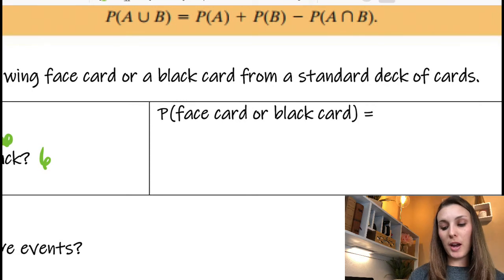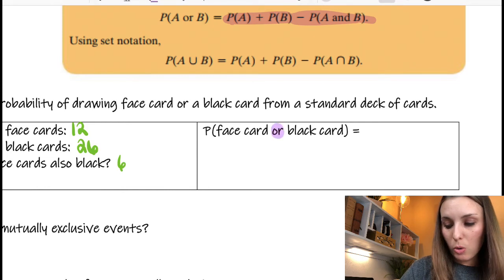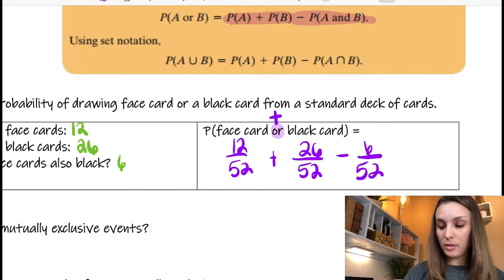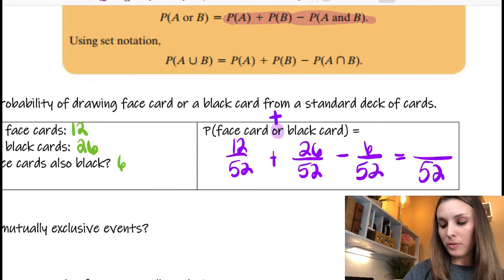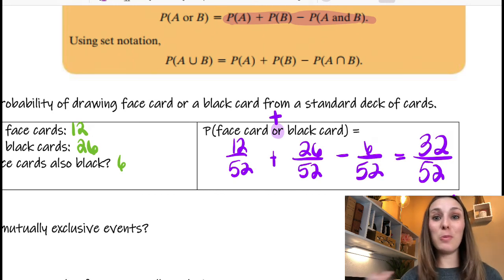So the probability of finding a face card or a black card, you do know that or means add. We know that there's 12 face cards, there's 26 black cards, but there's 6 of them that we don't want to count twice. We have a common denominator. Now we do 12 plus 26 minus 6 is 32, and reduce by 4 to get 8 over 13. And that's it. That's how you do probability with or.